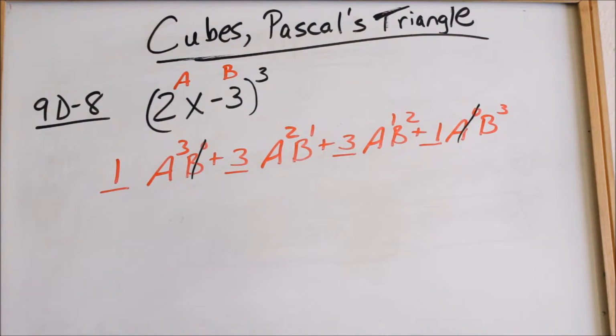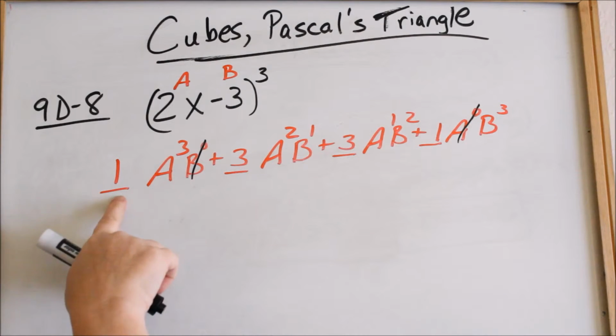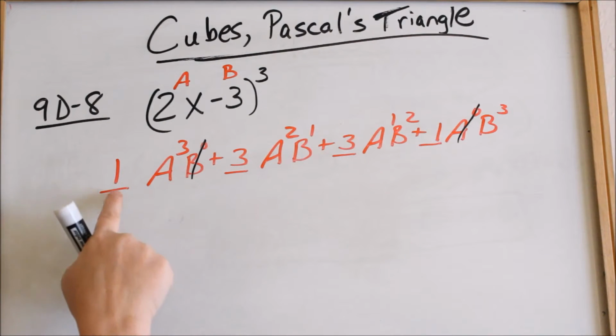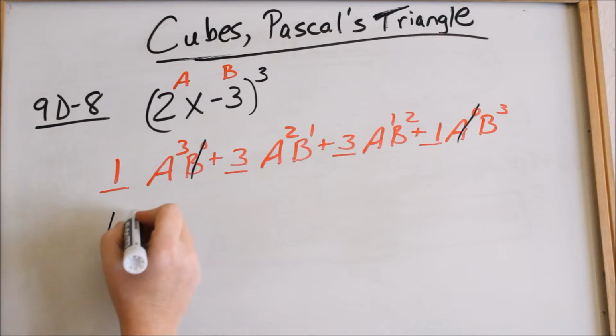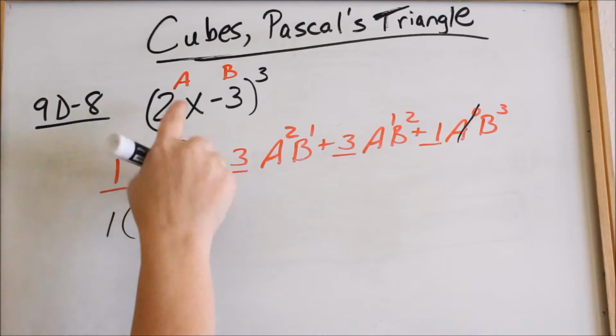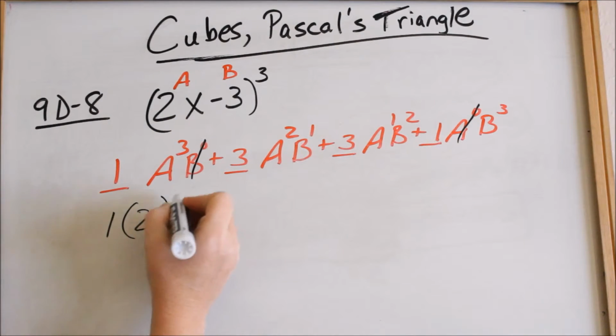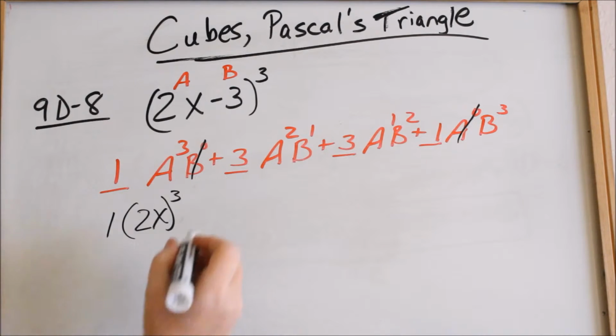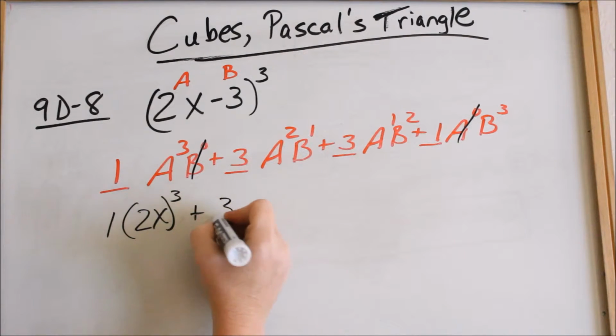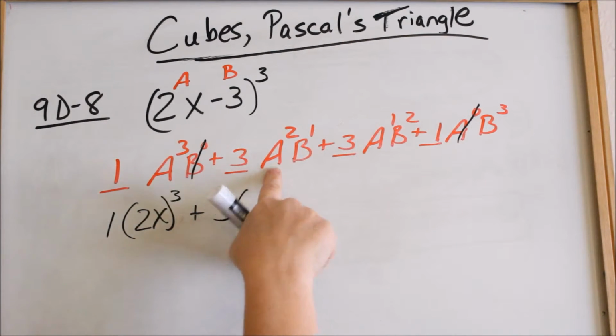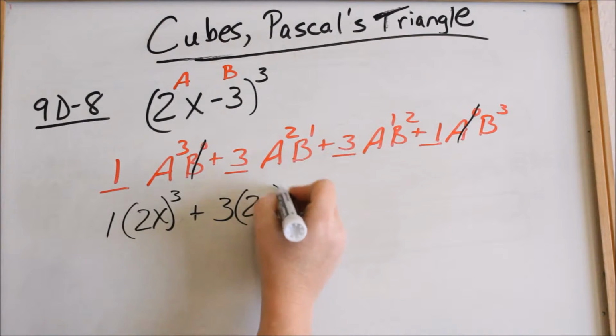Now I'm just going to go fill in my numbers. So I have a 1 coefficient. This means 1 times a cubed. 1 times a is 2x. 2x cubed. Okay, plus 3 times my a is 2x. Everywhere I see an a, I'm going to put in 2x.